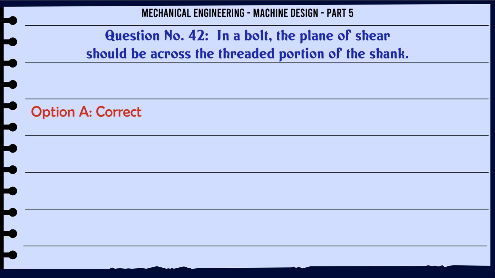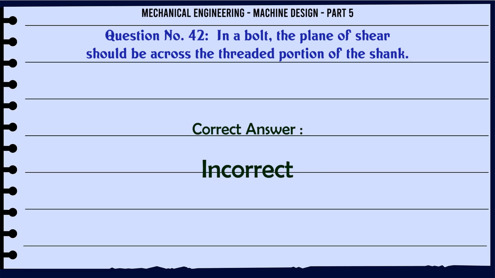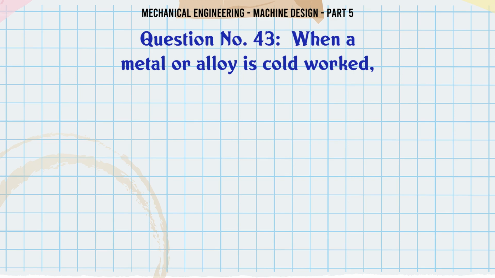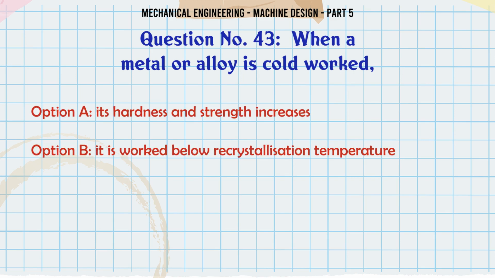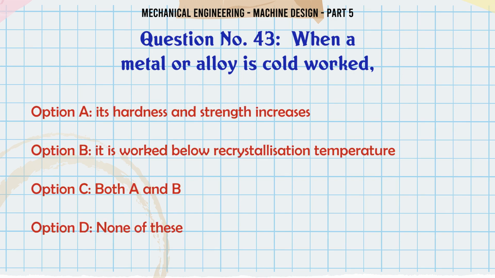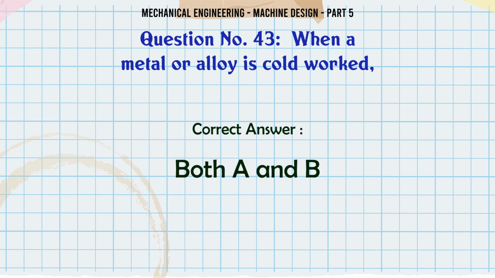In a bolt, the plane of shear should be across the threaded portion of the shank. A. Correct. B. Incorrect. The correct answer is incorrect. When a metal or alloy is cold worked, A. Its hardness and strength increases. B. It is worked below recrystallization temperature. C. Both A and B. D. None of these. The correct answer is both A and B.